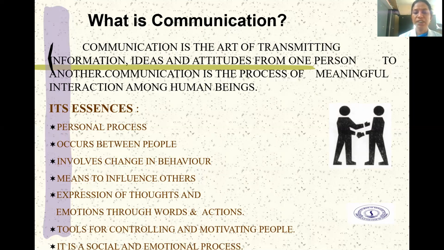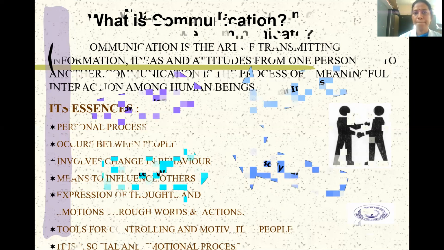It is a social and emotional process. So why is it called an emotional process? Because socialization involves communication, and when we communicate, we put in some of our emotions in it and we complete it. So it is also an emotional process. So all this means communication.